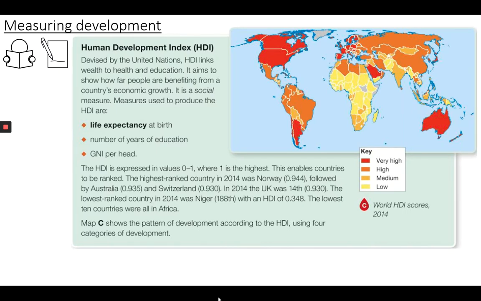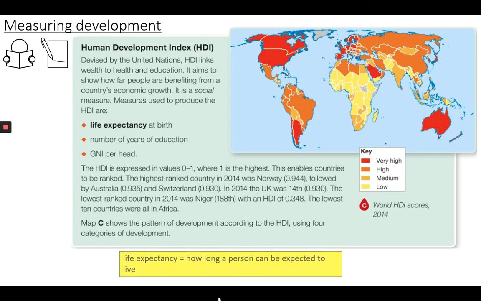Another important development indicator is known as the Human Development Index, or HDI for short. This is one of the better methods of comparing levels of development between countries. Have a read of the text to find out more. The definition for the key term life expectancy is in yellow. Again, if you wish to make your own revision notes, do so. Press pause and restart when you're ready.